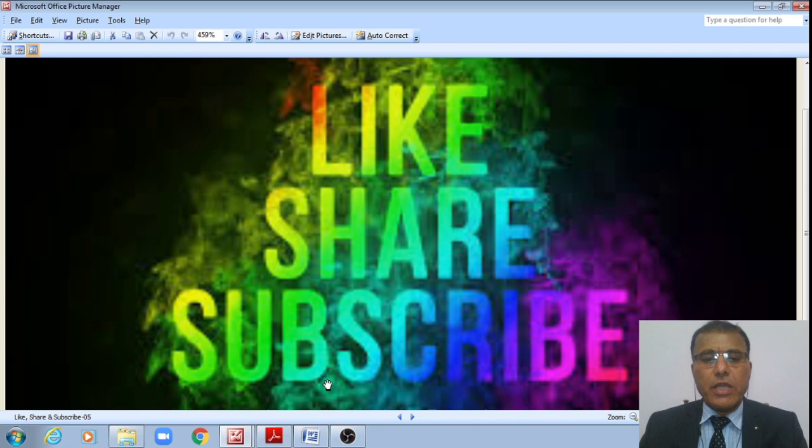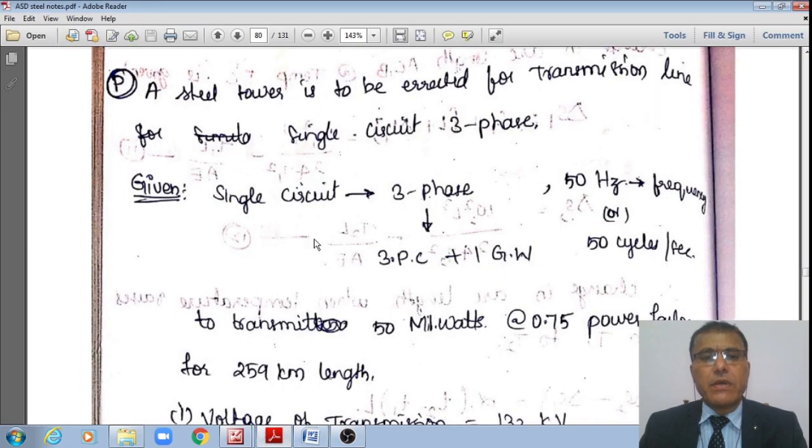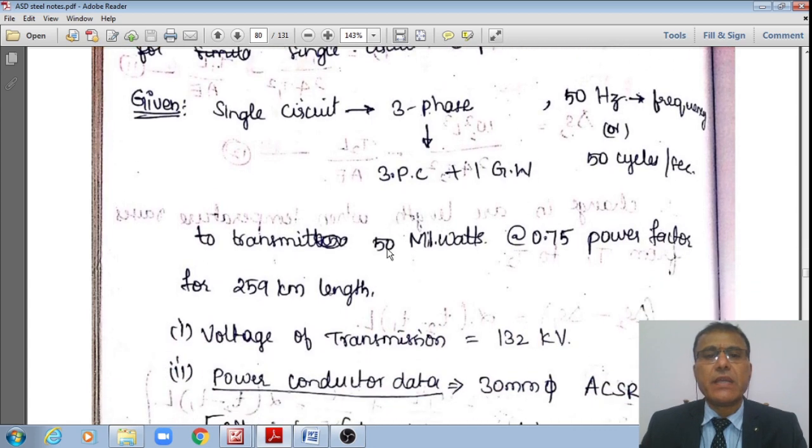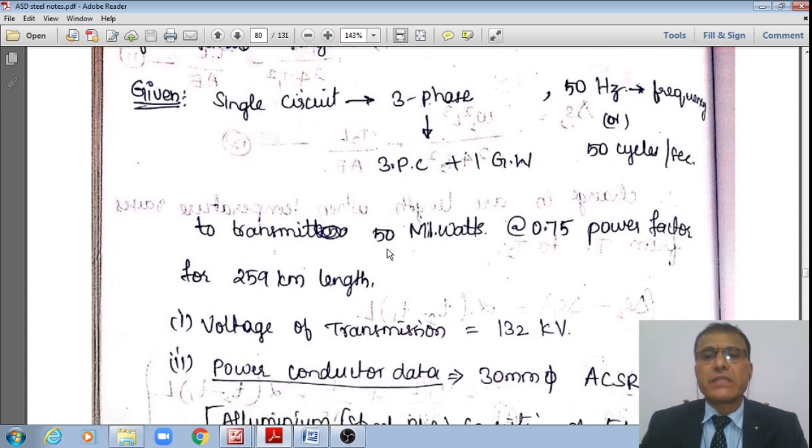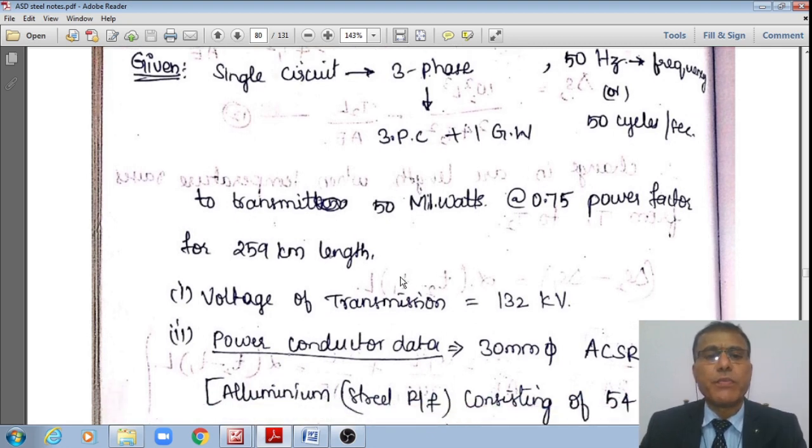Now let us see a numeric problem, students. This is how a steel tower is to be erected for a transmission line tower for a single circuit three phase, meaning containing 3 power conductors as well as 1 ground wire, which is operating at 50 Hz frequency, or 50 cycles per second, to transmit 50 megawatts at 0.75 power factor for 259 kilometer length. The total length is 259 kilometers.